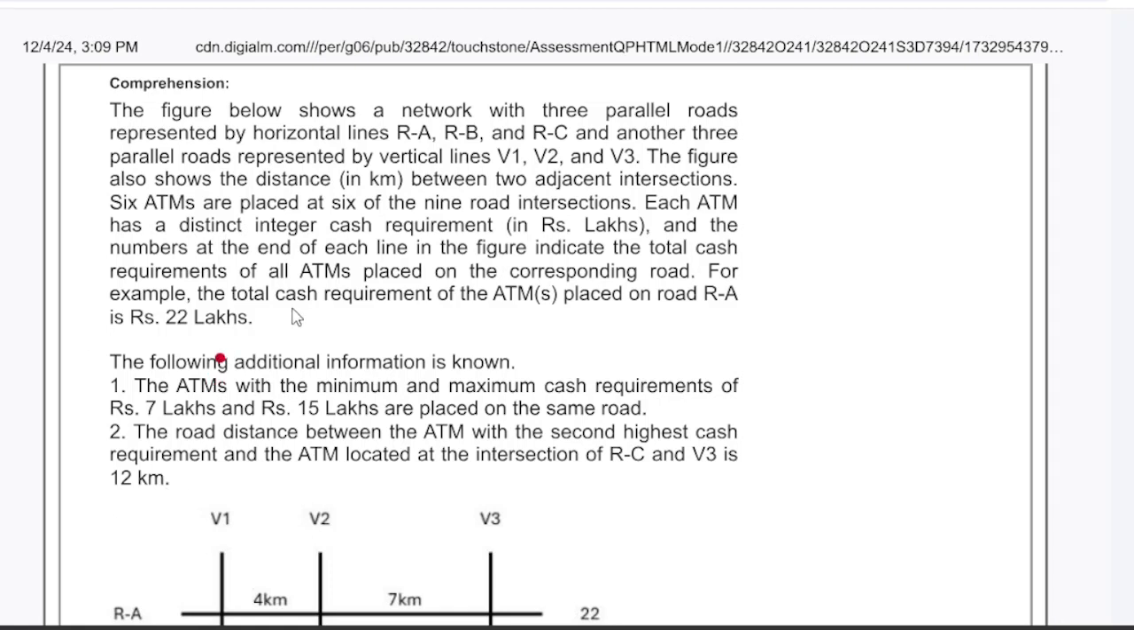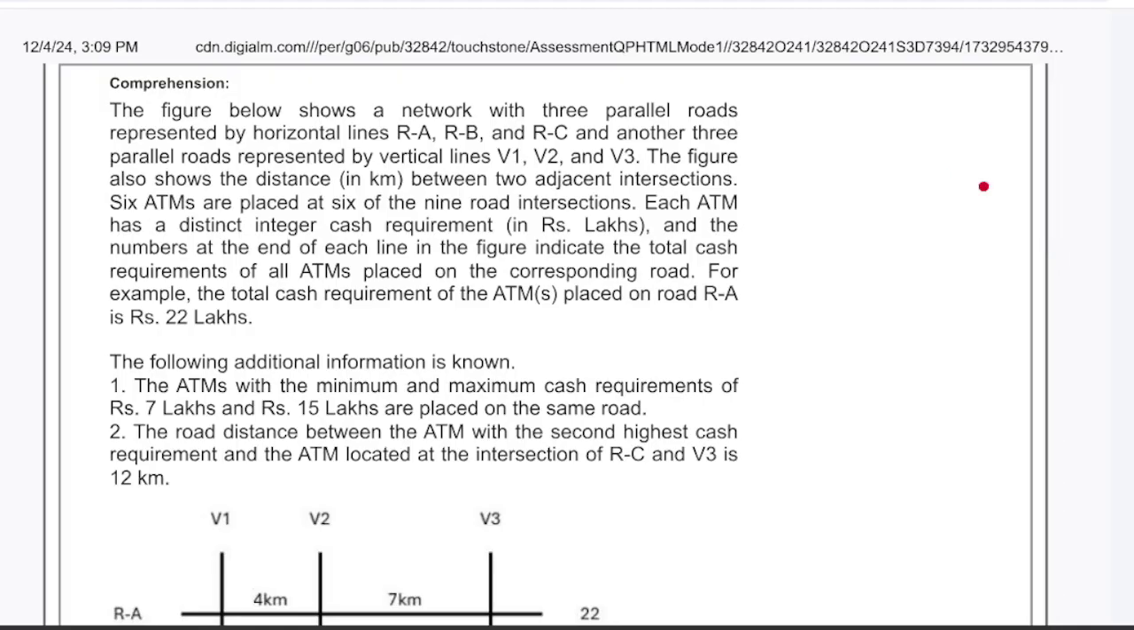CAT 2024, LRDI slot 3, puzzle number 5, the last puzzle of slot 3. Again, a doable one. In slot 3, only one puzzle was a bit complicated. That was the fourth one, which had numbers in it, the country-specific puzzle. Now, this puzzle is again doable.